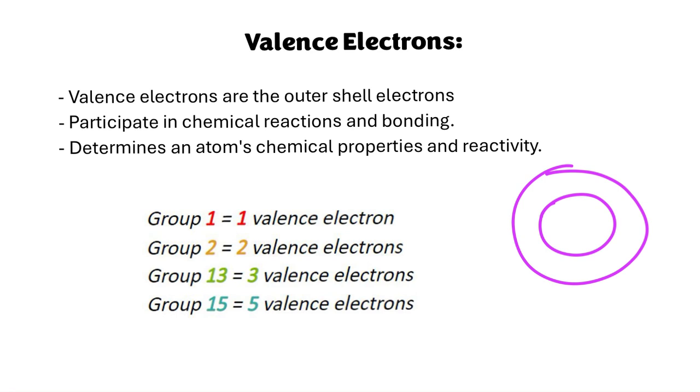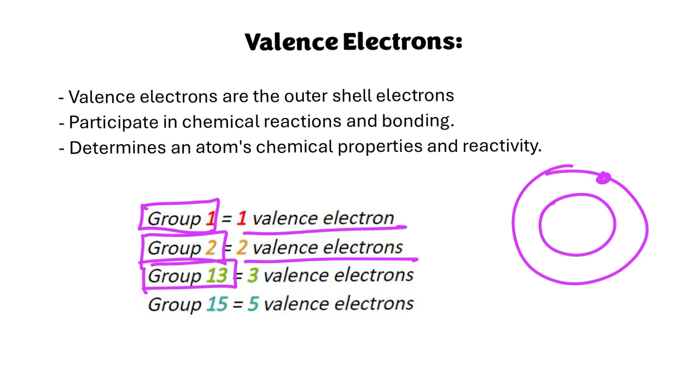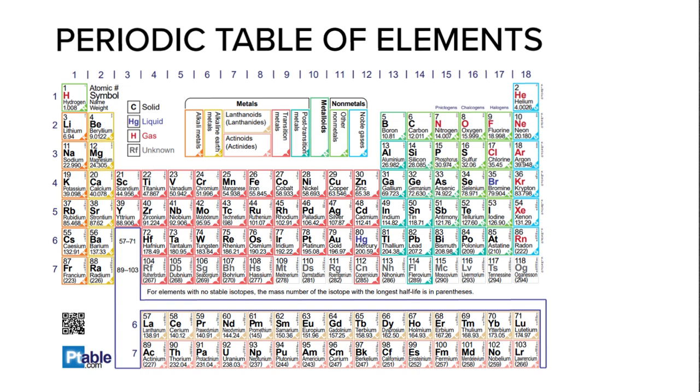It is very easy to find out the valence electrons. For example, if you look at the periodic table, group 1 represents 1 valence electron. The group 2 elements represent 2 valence electrons. Group 13, 3 valence electrons, and so on. All the group 1 elements have 1 valence electron, group 2 have 2 valence electrons. However, the transition metals are an exception.